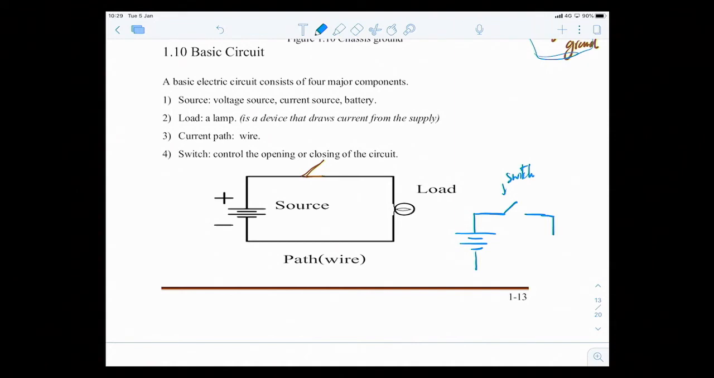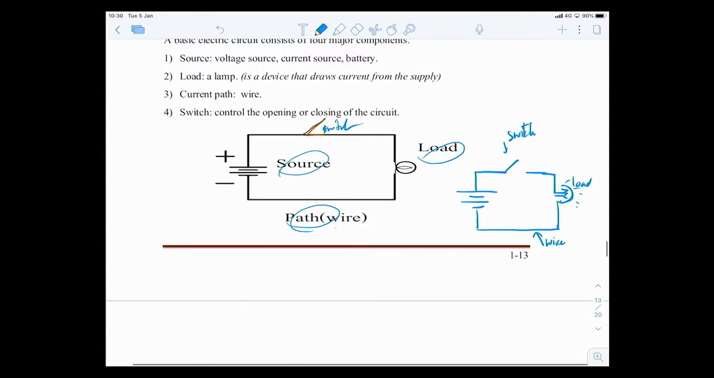There's of course your electrical appliance or your load. This is like a lamp. And of course you need a wire for your current to flow. So your source, your path, the wire, your load, and of course I forgot here the switch, to open and close the circuit. When you have a complete circuit, the switch falls down here, right? The switch falls down.